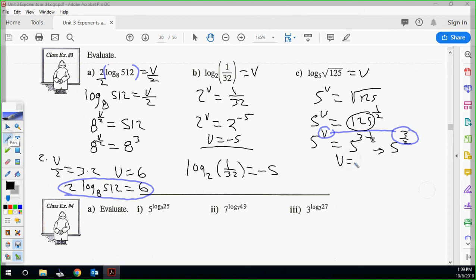Okay, so since v is 3/2, we can finish the answer here. Log base 5 of square root 125 equals 3/2. Very good. All right, example 4.